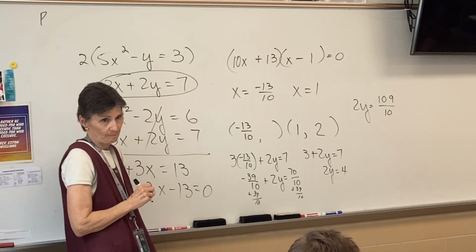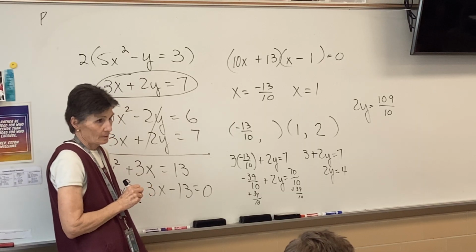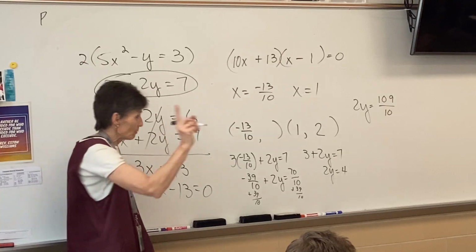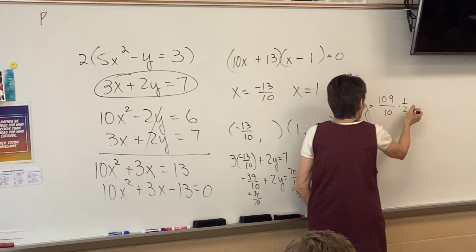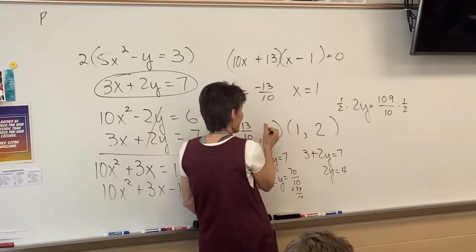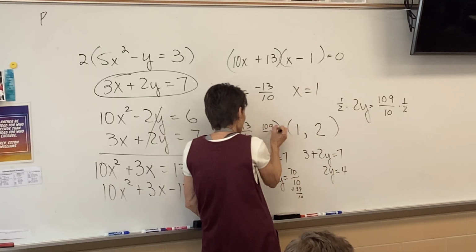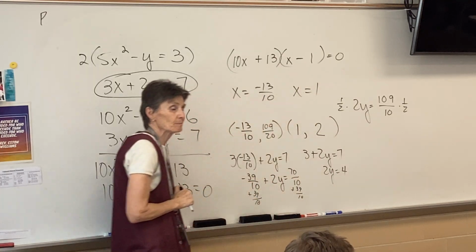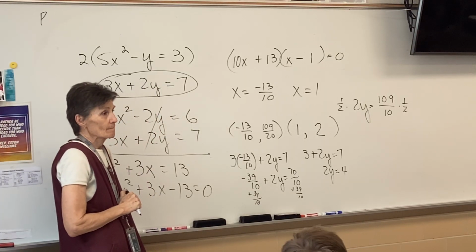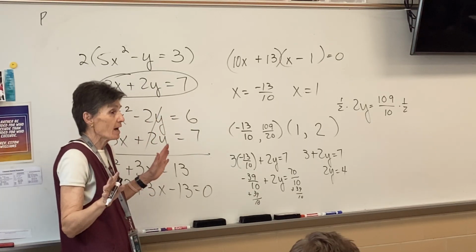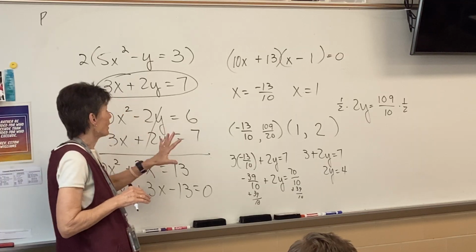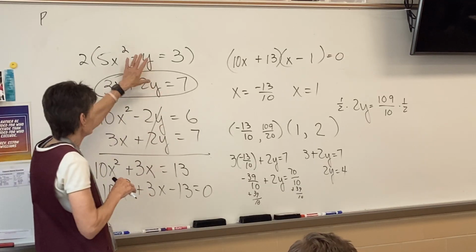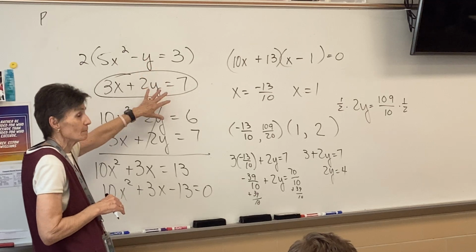Now what? I would multiply by a half. So my y is 109 over 20. Now, arithmetic aside, as it is what it is, we have to be able to do arithmetic. That wasn't a hard problem. He chose to eliminate, which was perfect.